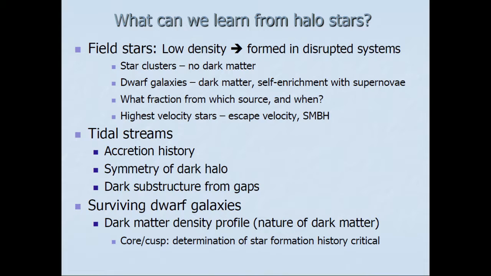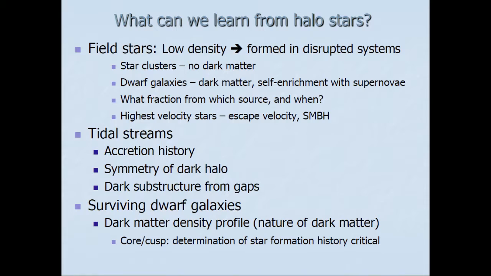If we look in the halos of galaxies, we see basically two kinds of candidates for the systems that would be disrupted star clusters. Almost by definition, what is the difference between a star cluster and a galaxy? Star clusters would have no dark matter. But we also see dwarf galaxies, which have dark matter, so they would also contribute to the halo if they got disrupted, as we think they do.